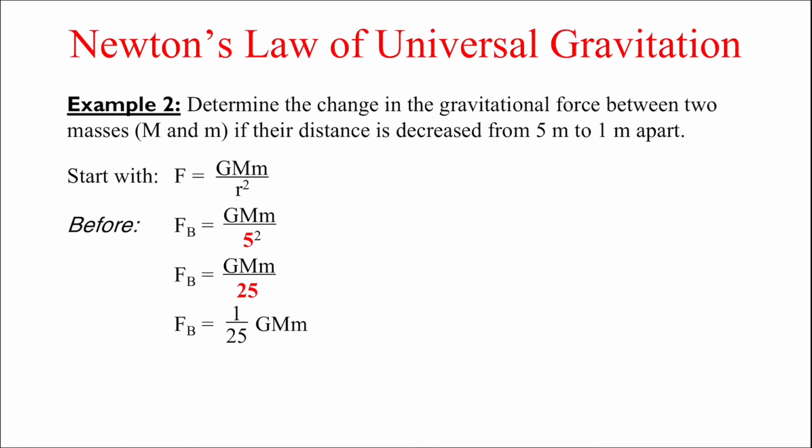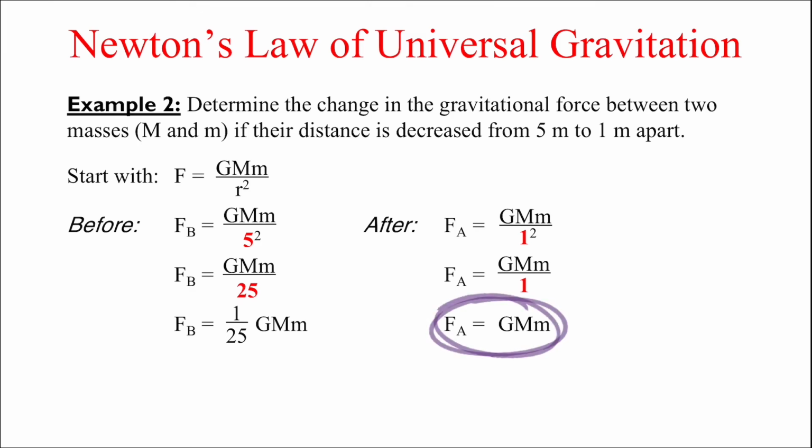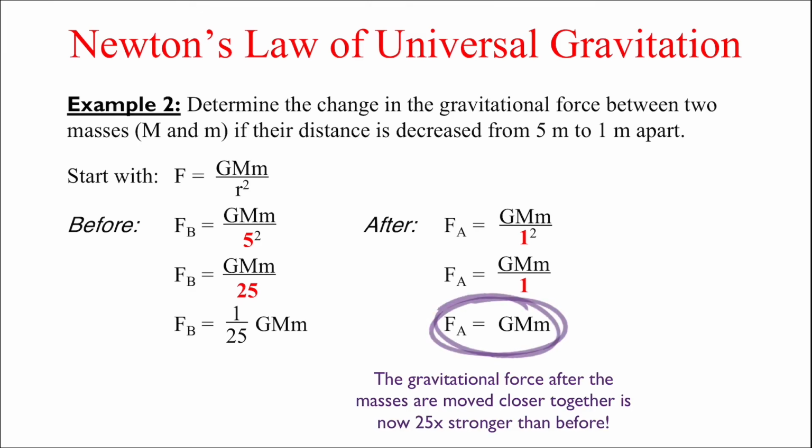After we've moved the objects closer to a distance of 1 meter apart, we can now analyze the same equation using 1 for r. So we have GMm over 1, which is just GMm. So the gravitational force after the masses are moved closer together is now 25 times stronger than it was before.